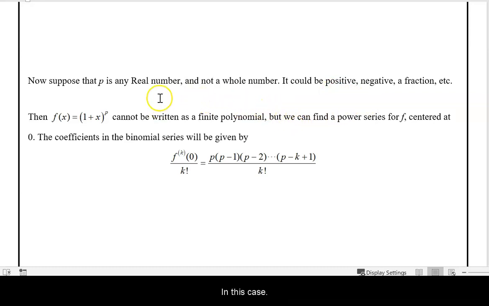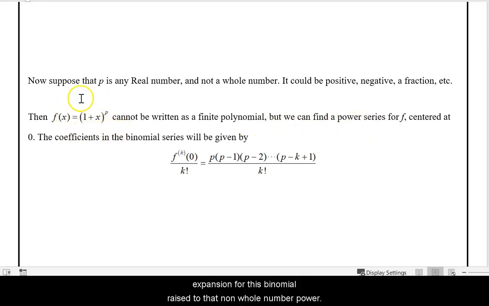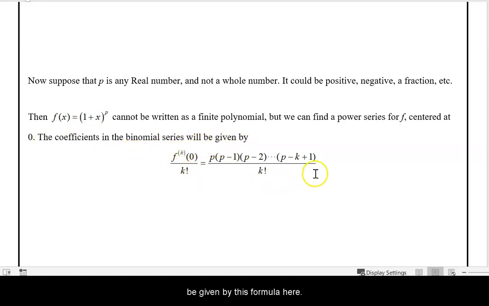In this case, the 1 plus x raised to the p power will not be able to be written as a finite polynomial. That's only in the case that it's a whole number. However, we can find a power series expansion for this binomial raised to that non-whole number power, provided we center it at 0. The coefficients in the binomial expansion series will be given by this formula here.